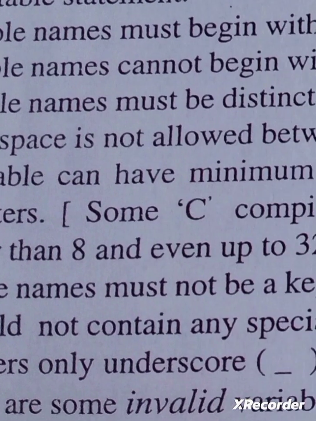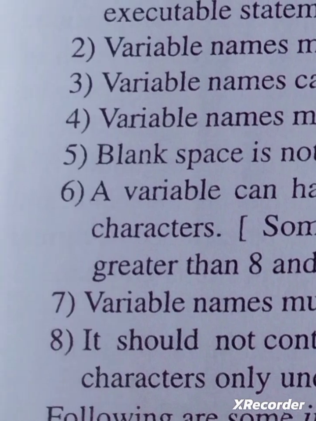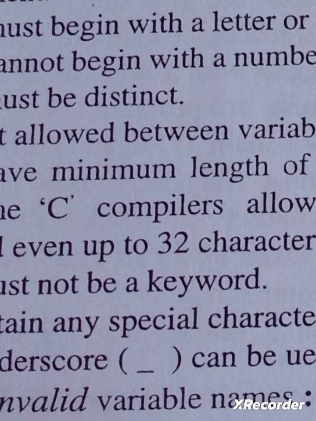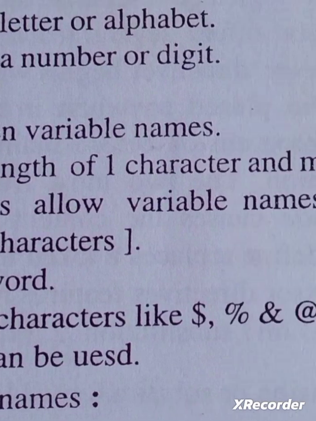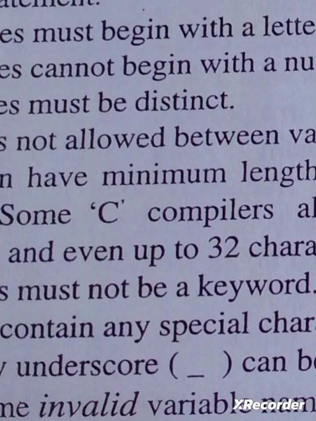Now the variable names must not be a keyword. See, in C we have some keywords like int, char, float. These keywords we cannot use as variable names. Now the next rule is it should not contain any special characters like dollar, percent, ampersand, at. These all characters are not allowed in the variable names.